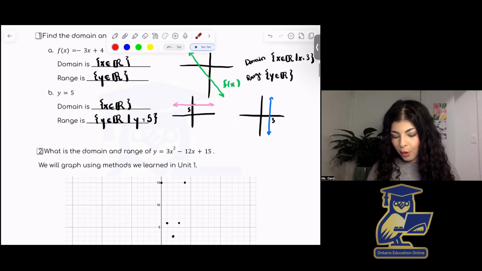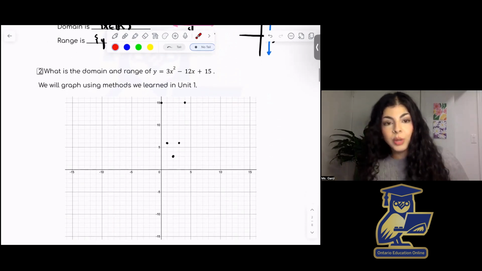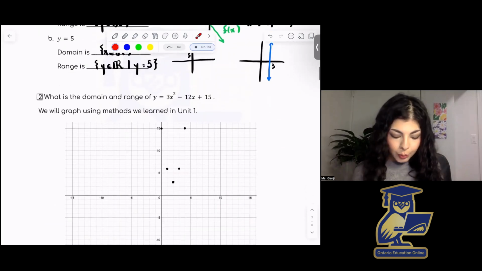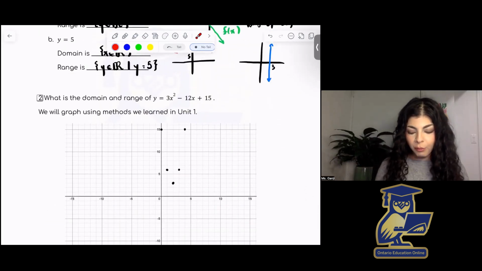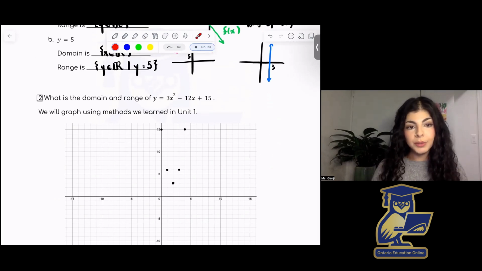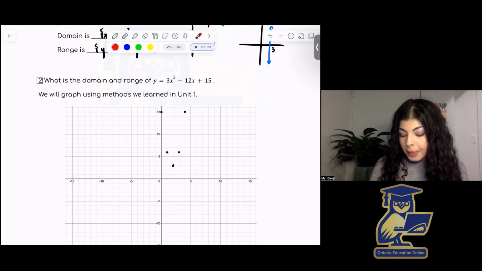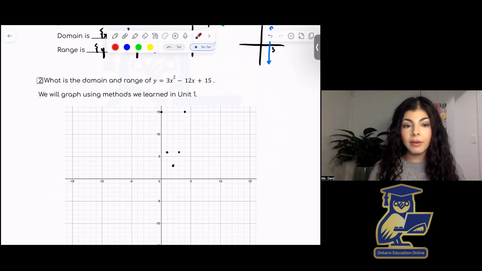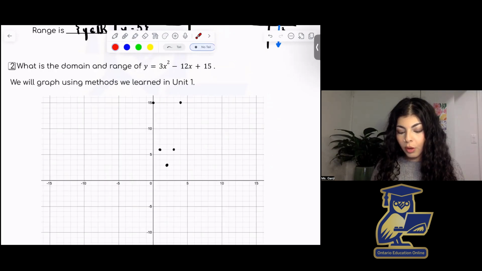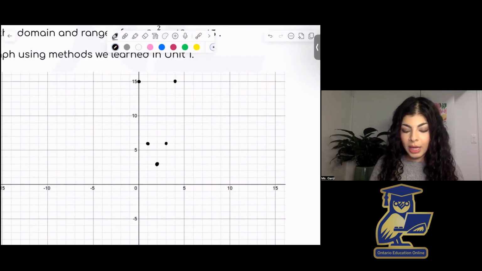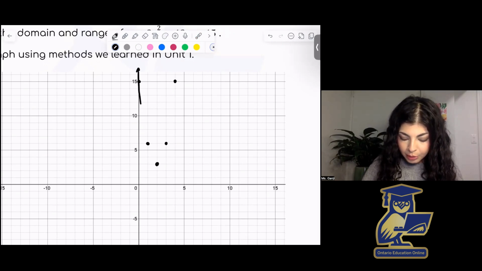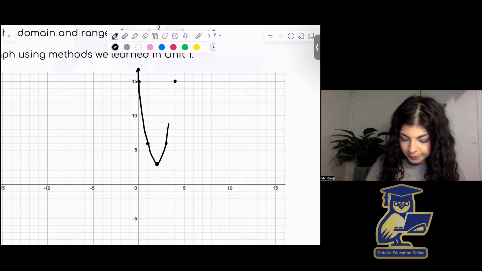So now let's move on to our first quadratic example. So here you are asked to find the domain and range of y equals 3x squared minus 12x plus 15. And you're asked to graph using methods from Unit 1. So at this point, you might have graphed it using a graphing tool like Desmos, or I did a table of values and plotted my 5 points. And now I'm just going to draw my parabola as best as I can.